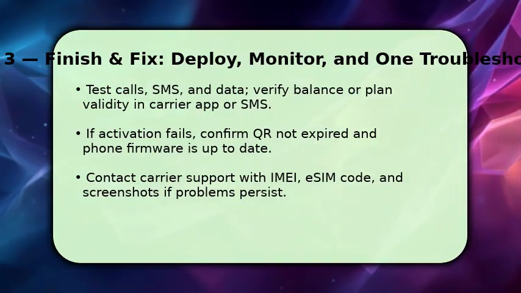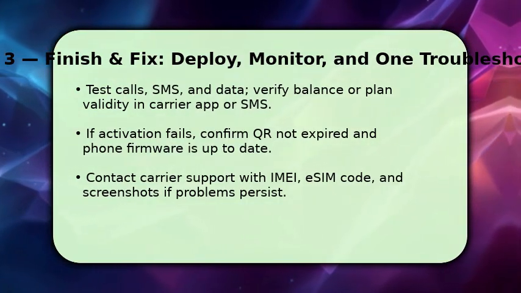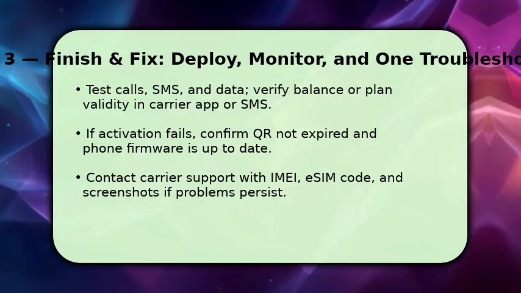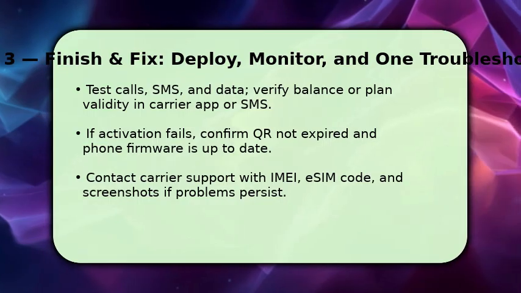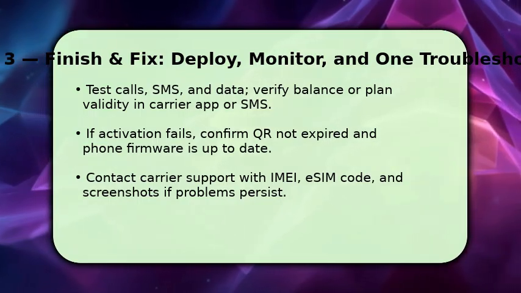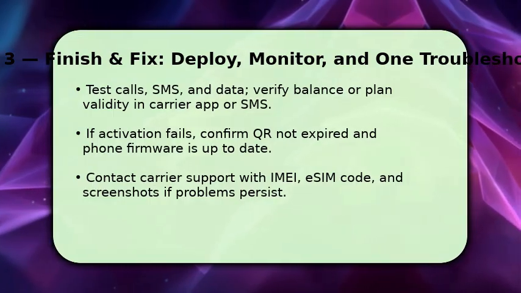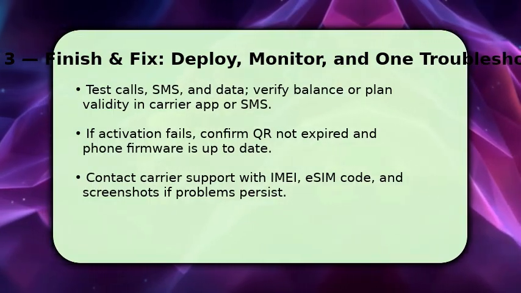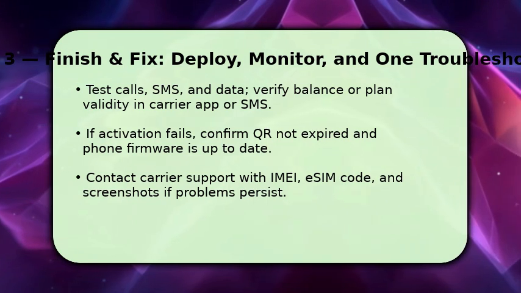If services fail, first make sure the QR code or activation code hasn't expired and that your phone's firmware is current. Outdated firmware often blocks eSIM profiles. If issues persist, contact carrier support and provide your IMEI, eSIM activation code, and screenshots of errors. This speeds resolution. One key tip: remove and re-add the eSIM.